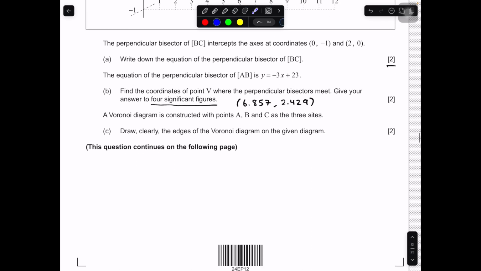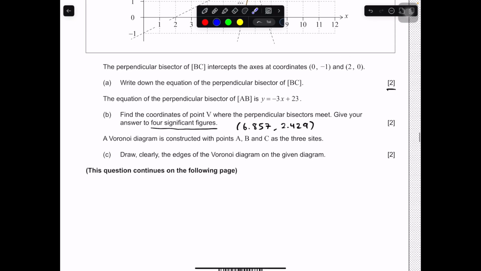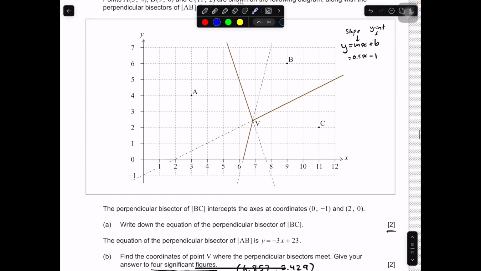All right, draw clearly the edges of the Voronoi diagram on the given diagram. Okay, there it is.